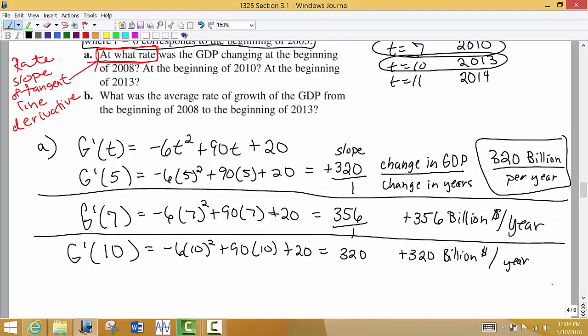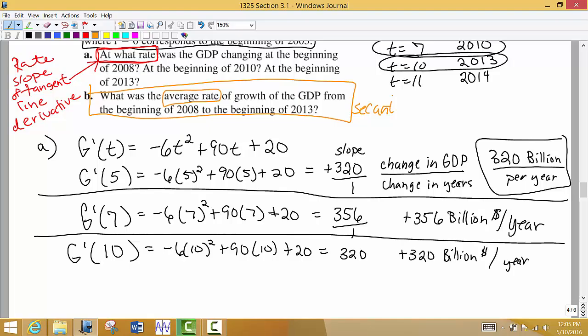All right, now part B actually has a little keyword there. It says the average rate of growth of the GDP from the beginning of 2008 to the beginning of 2013. Okay, remember that the average rate of change was going back to the idea of the secant line. So the key here is average rate. So on average, what's happening over those 5 years? That's what we're looking for. Is the GDP going up over those 5 years? On average, what was the rate of change or the rate of growth?